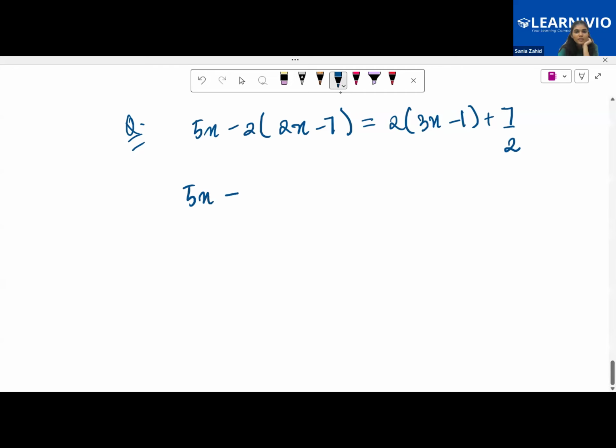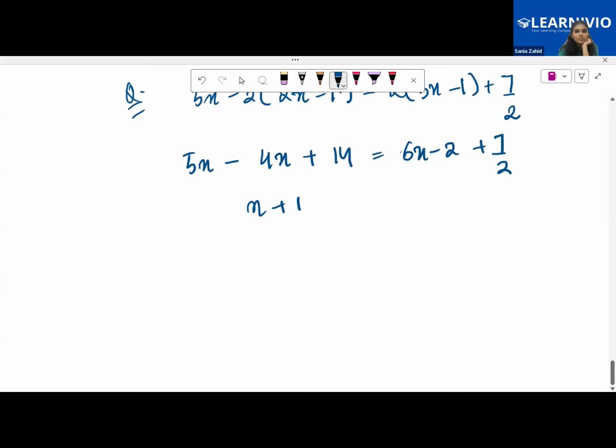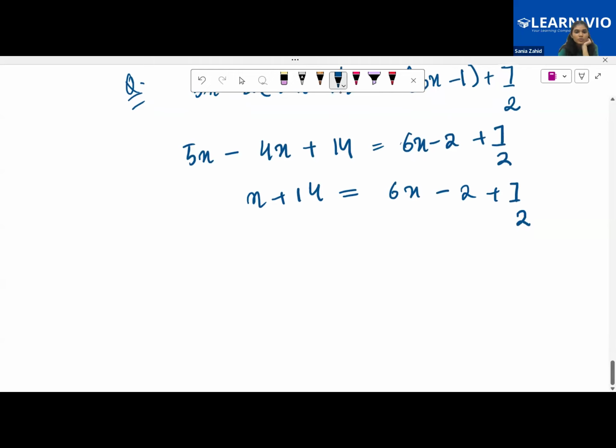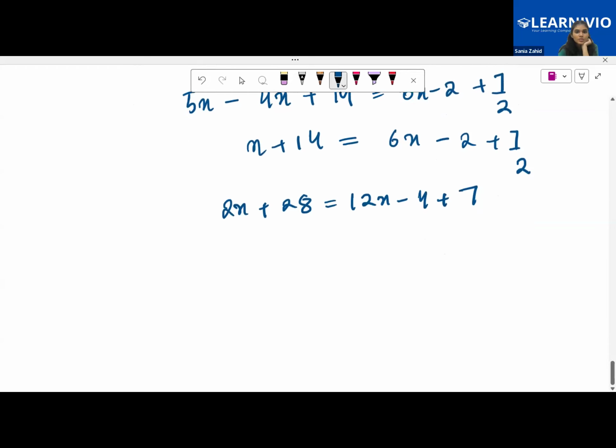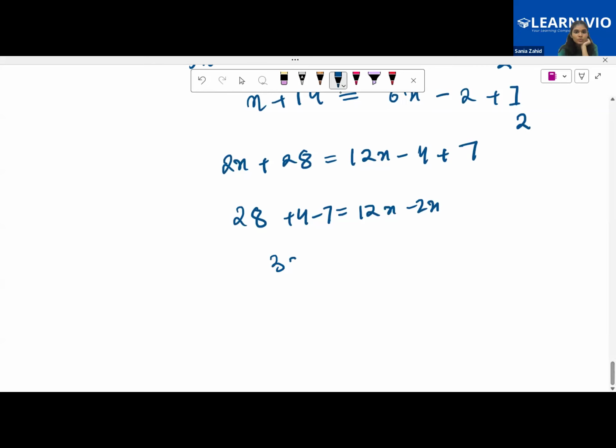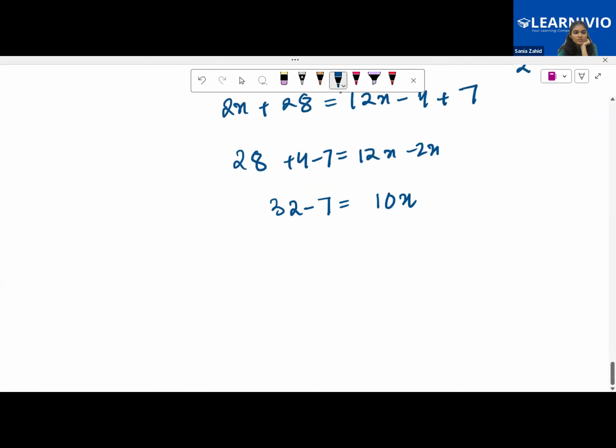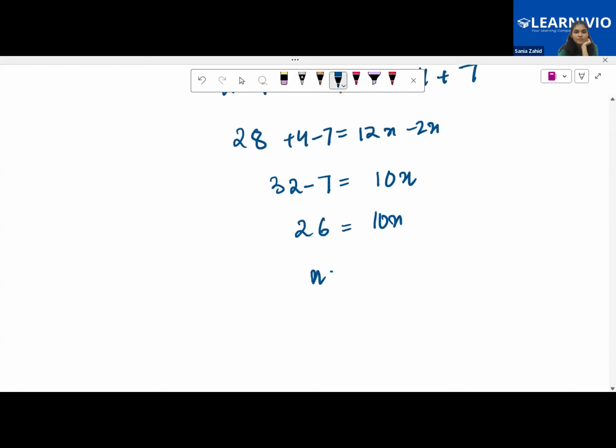Okay, so you have 5x, then you have minus 2 into 2x is 4x plus 14. Then you have 6x minus 2 plus 7 by 2. Then you can solve it and you'll have x over here plus 14 gives you 6x minus 2 plus 7 by 2. Now you multiply it with 2. So you'll have 2x plus 28 gives you 12x minus 4 plus 7. So 2x, you can bring numbers over here, plus 4 minus 7, 12x minus 2x. So 28 plus 4 is 32 minus 7 gives you 10x. What is 32 minus 7? 25. Okay, so x comes out to be 25 by 10.